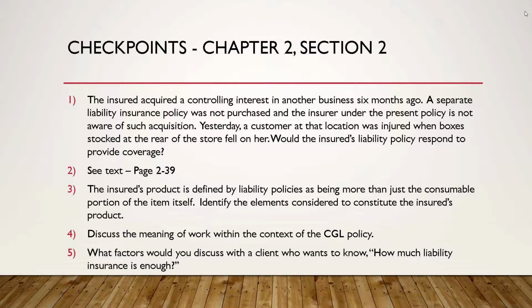E, as the premium charge may be based on actual sales or receipts for work performed, the insurer maintains the right to audit the insured's books. That is also true for that exact reason.